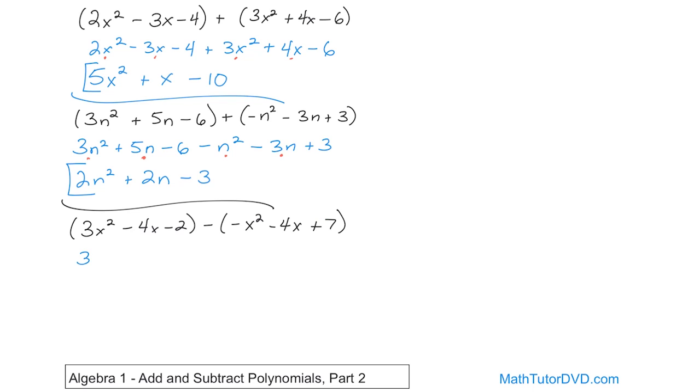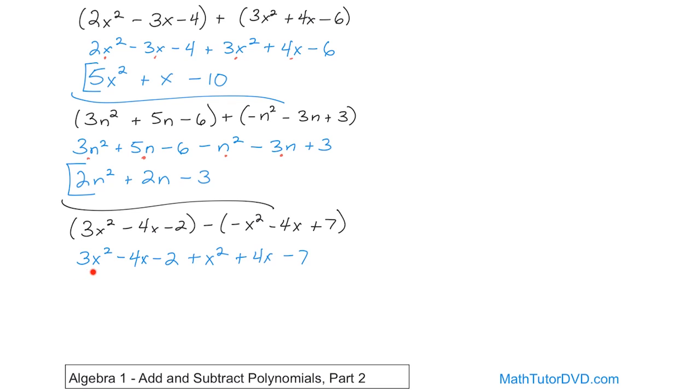So first we can drop the parentheses, 3x squared minus 4x minus 2. And then we distribute the negative in here, that makes it a positive x squared. And we distribute this in here, that makes it a positive 4x. And we distribute this in here, that makes it a negative 7. And now we start looking for like terms.